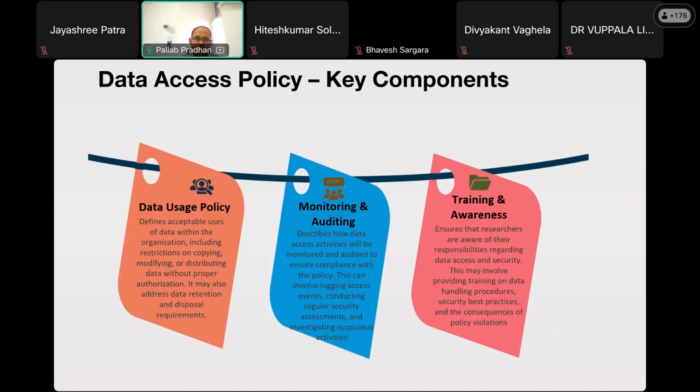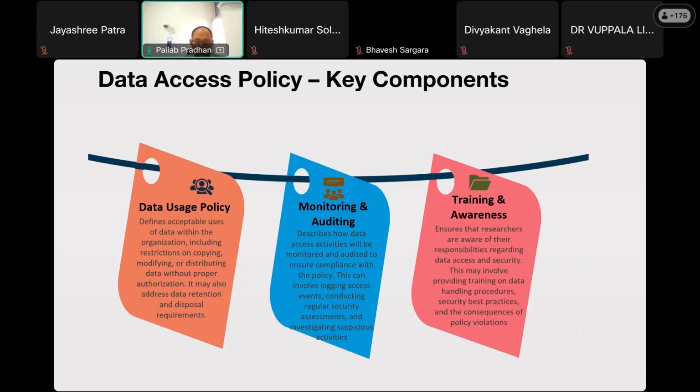Then the data usage policy. This policy also includes a disclaimer that defines the acceptable use of data within the organization, including restrictions on copying, modifying, and distributing data without proper identification.